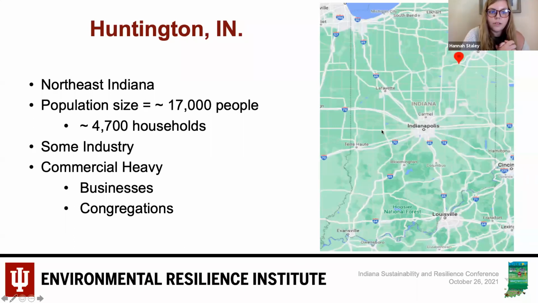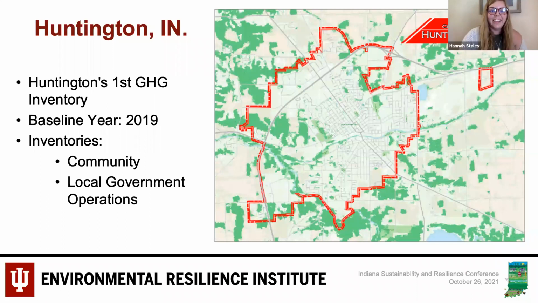You can go move on. So like I said, this was Huntington's very first greenhouse gas inventory that I completed, and we used, for obvious reasons, the baseline year of 2019. Like Steve said before, we could have used 2020, but that would not have been the most accurate data because of COVID and all of those anomalies. So we chose 2019 because that is the most recent year with the most accurate data that could represent what the city of Huntington did emit for greenhouse gases.